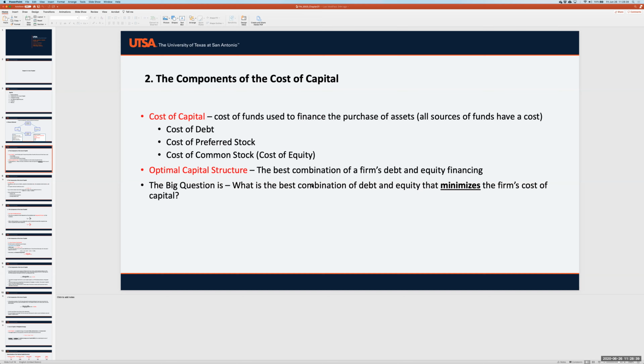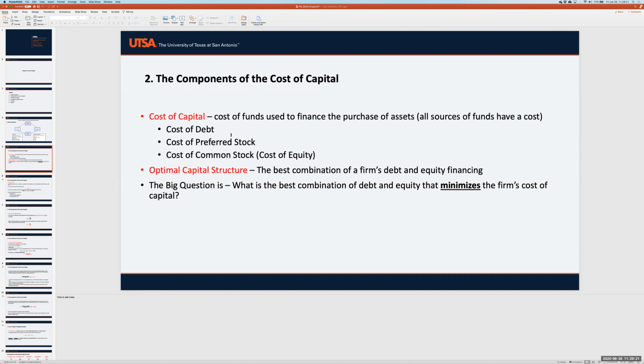So what is the optimal capital structure? What is the optimal way one company should decide to use to finance those purchases? Should the company use debt only, or zero debt, or just common stock? What is the optimal weights, the optimal value for this problem? The best combination of a firm's debt and equity financing is the optimal capital structure.